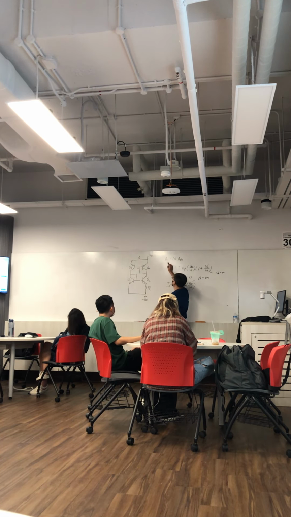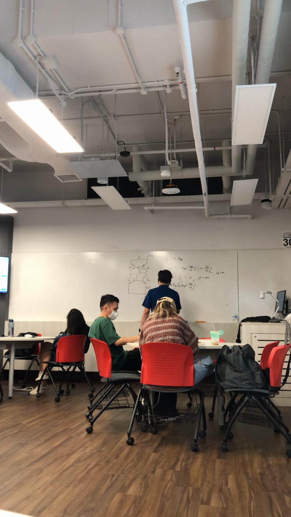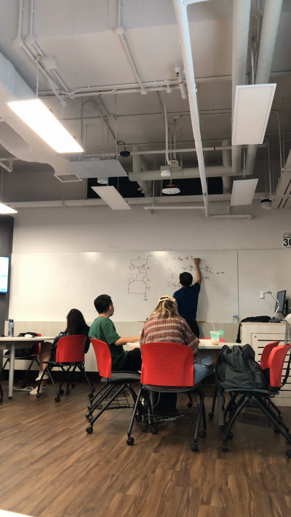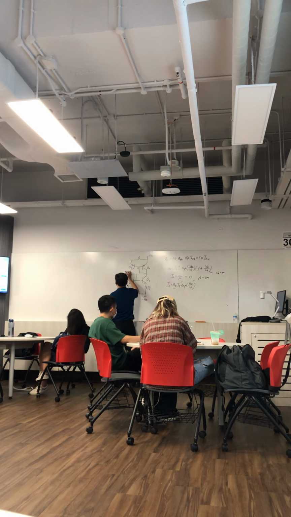So if I say IE3 is 10 times IE4, that means IC3 will be 10 times IC4. So that means this guy means that IC3 is equal to 10 times IC4. So where's IC3? This current. Where's IC4? This current.